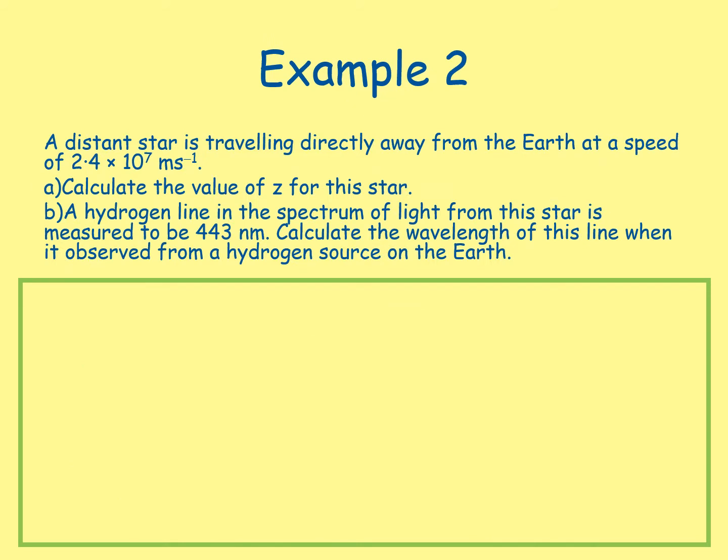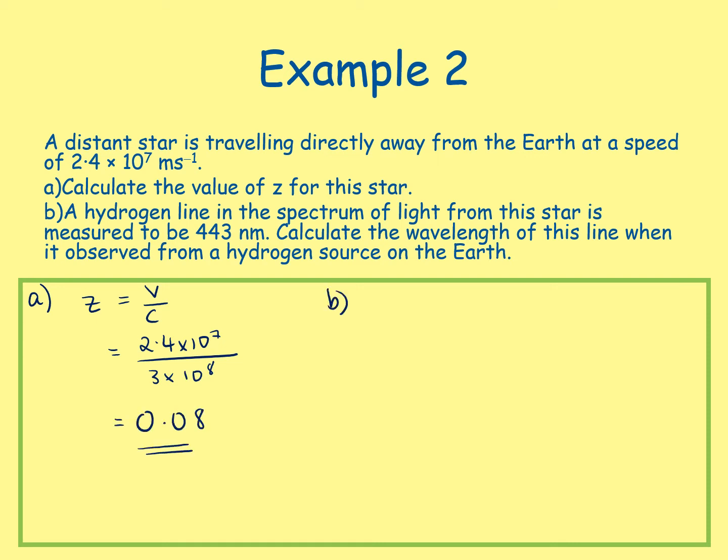A distant star is travelling directly away from the Earth at a speed of 2.4 times 10 to the 7 meters per second. A. Calculate the value of Z for this star. We want to calculate the value of Z, and we've been given a speed, so we can use Z equals V over C. Our speed is 2.4 times 10 to the 7, and C is 3 times 10 to the 8. This gives us a value of 0.08.